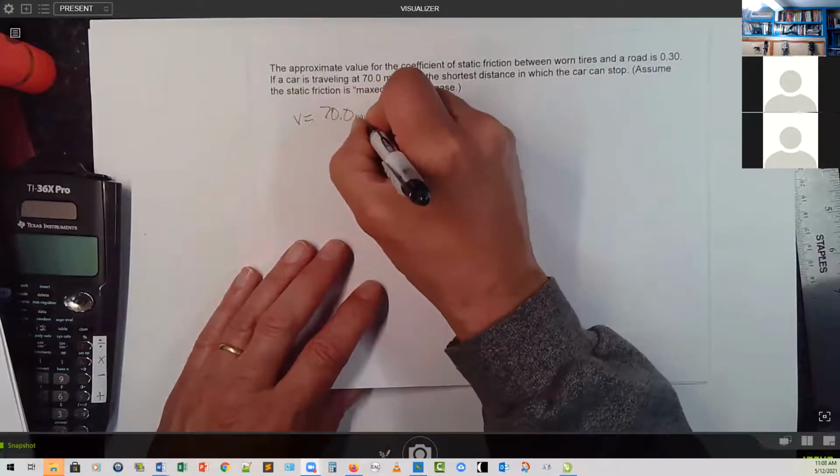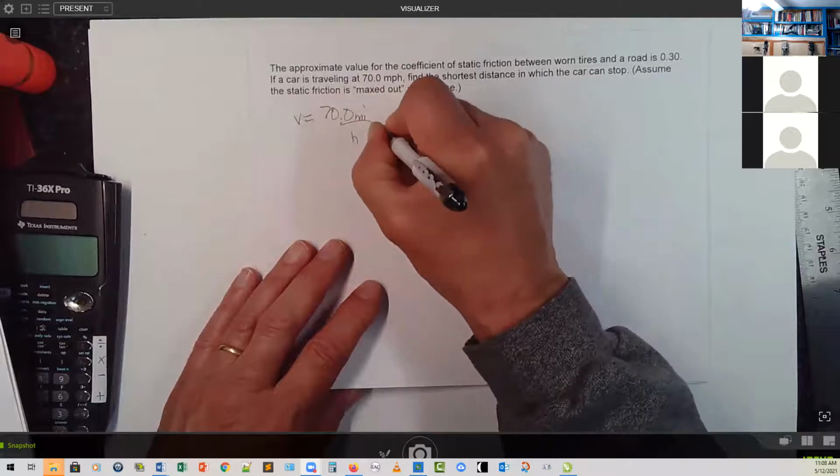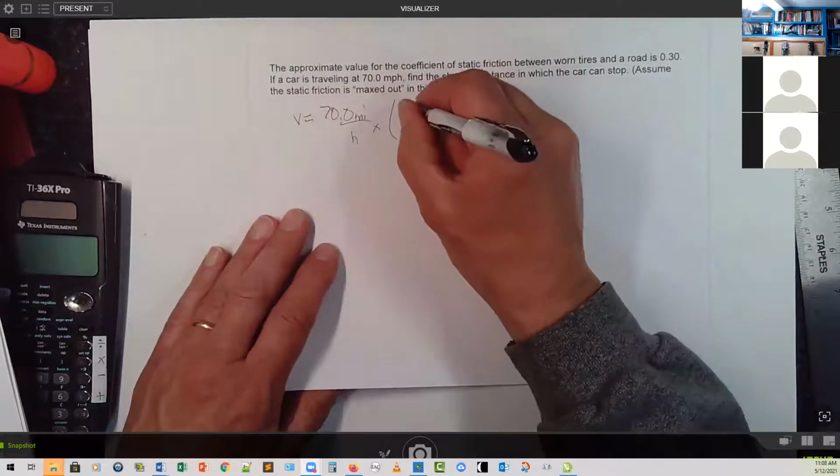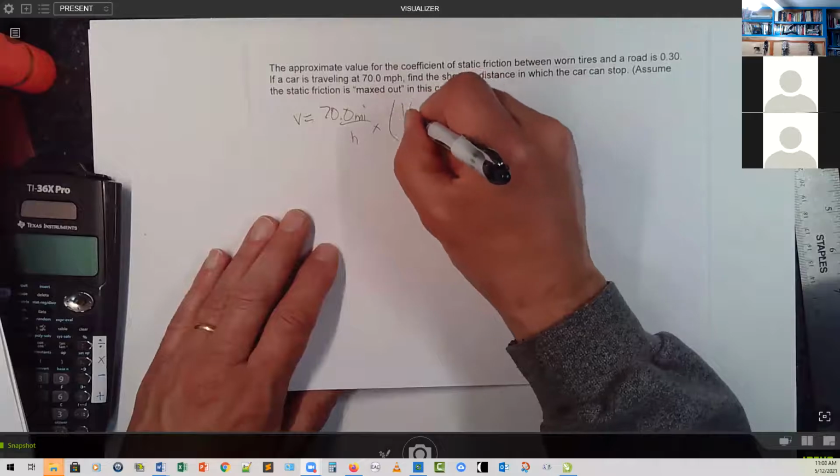70.0 miles per hour, and I multiply by 1 mile is 1,609 meters.